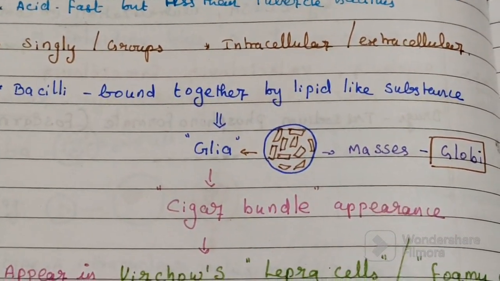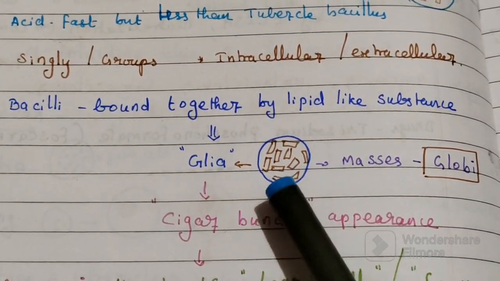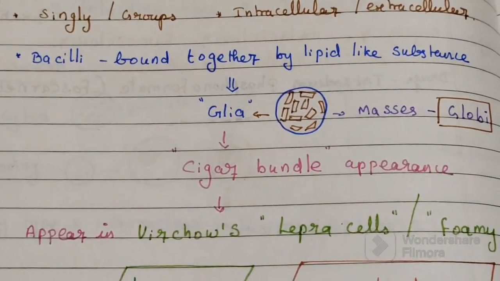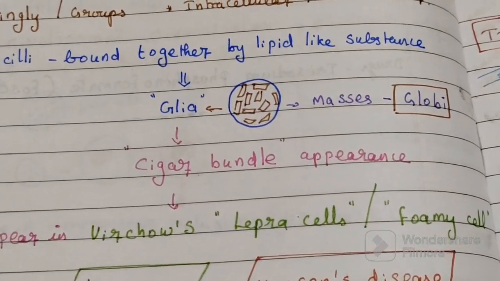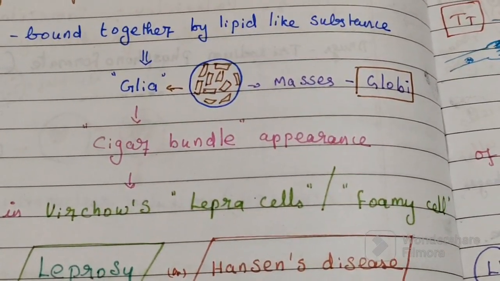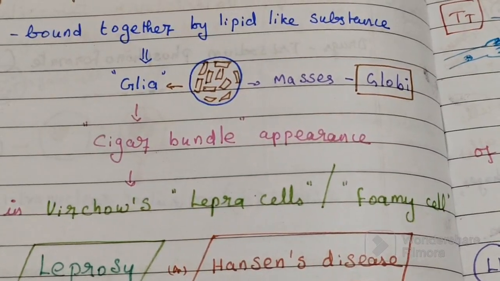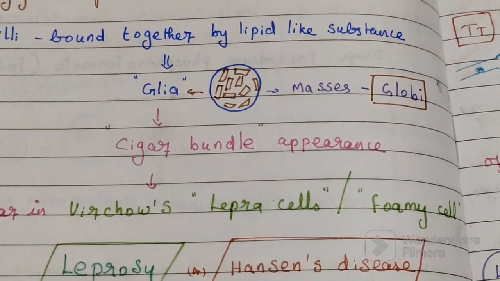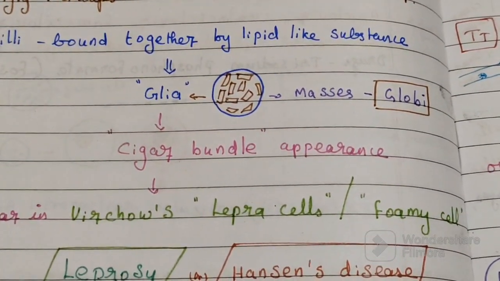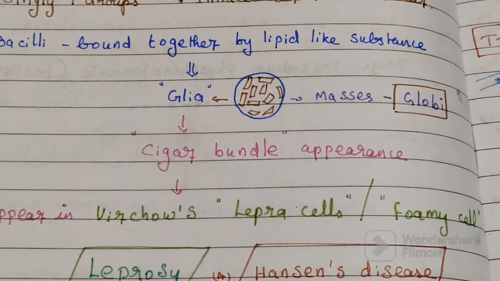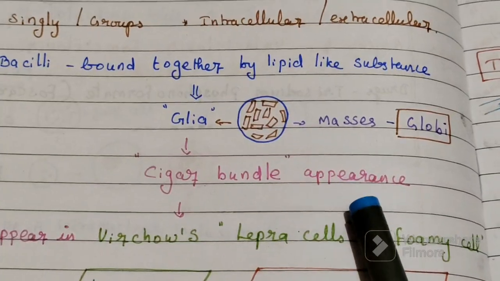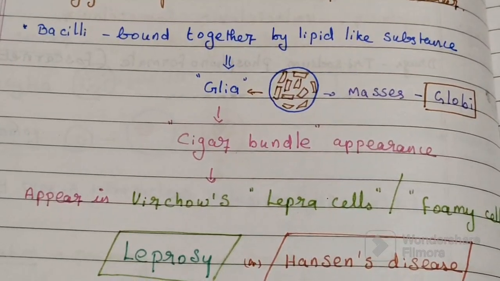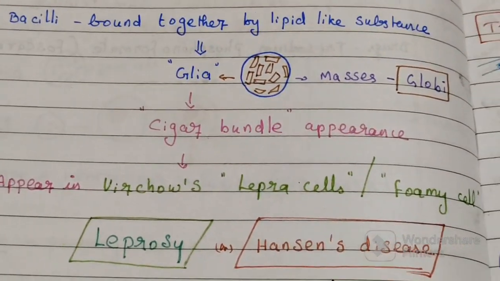They are arranged in a cigar-bundle appearance. How are they arranged? In a cigar-bundle appearance. They appear in Virchow lepra cells or foamy cells, which are large, undifferentiated histiocytes. They are arranged in a cigar-bundle appearance inside the Virchow lepra cells or foamy cells.